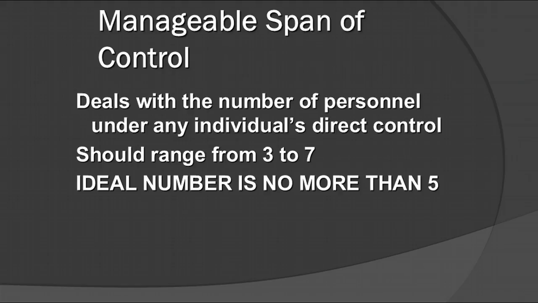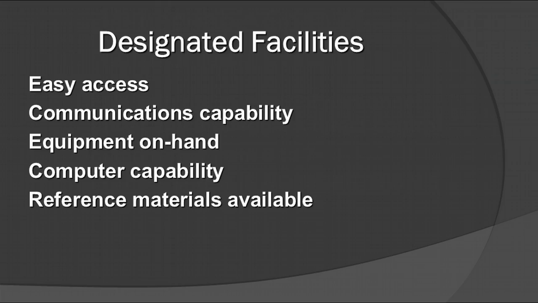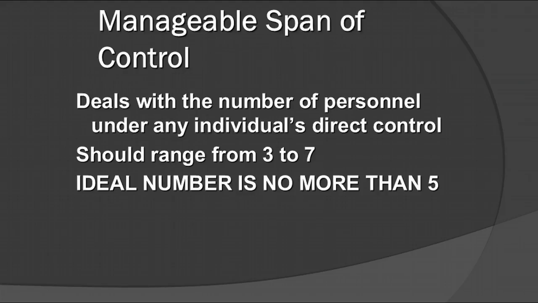Managing the span of control deals with the number of personnel under any individual's direct control. The ideal range is 3 to 7, and I had said 5 to 7. Ideally, it would be nice to have about 5, but in all reality, you usually end up taxing at about 7, which is unfortunate, depending on your agency, of course. I worked for a rural agency, and we had a higher manageable span of control than the typical city area. But you should probably try to stay around 5 if you possibly can.